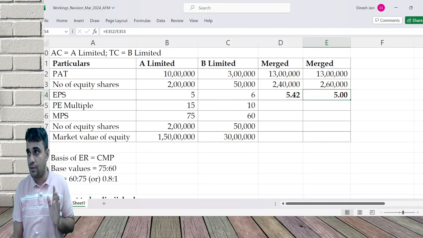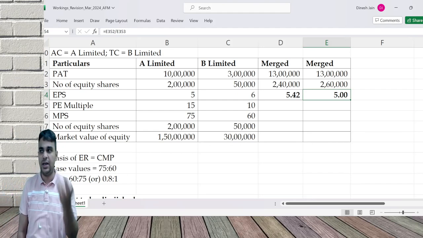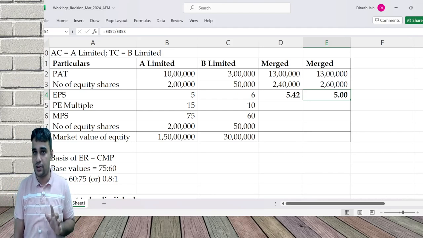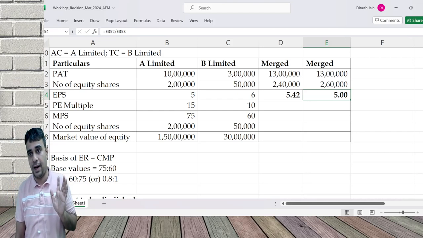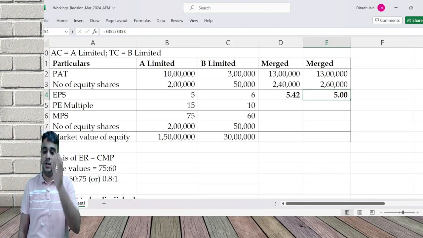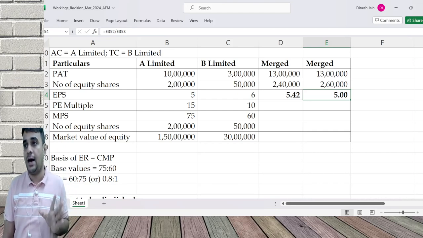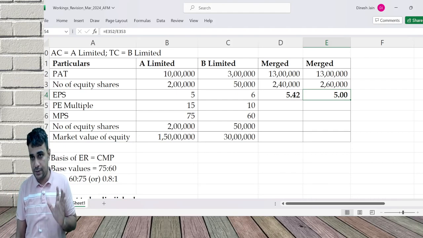Question anyway wanted only B Limited not to be diminished. But if B Limited is not diminishing, A Limited will also not diminish, provided there is no PAT level synergy gain. Clear? Any doubts in this? So 5 rupees into 6 by 5 or 5 rupees directly. Any doubts on this? Can we proceed?